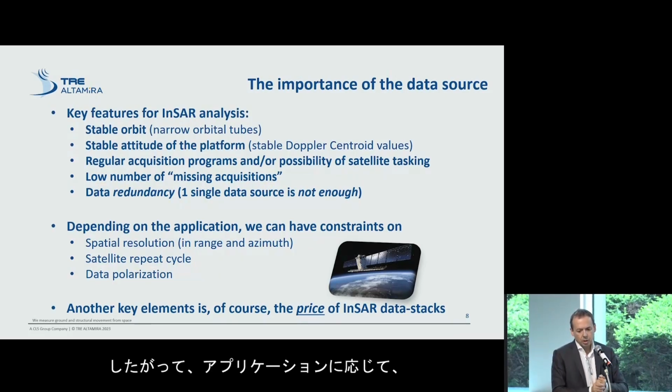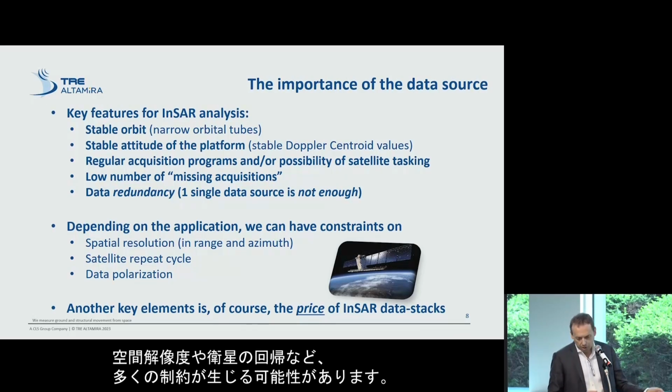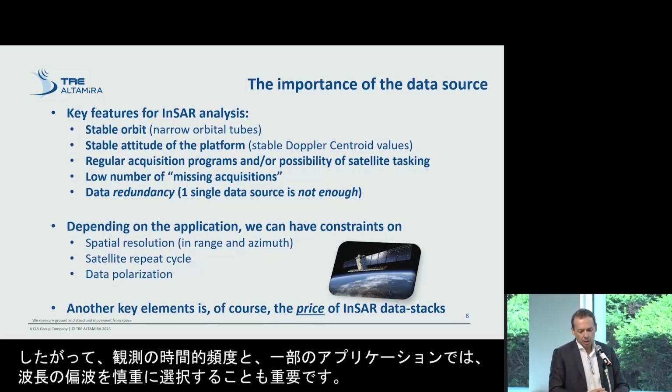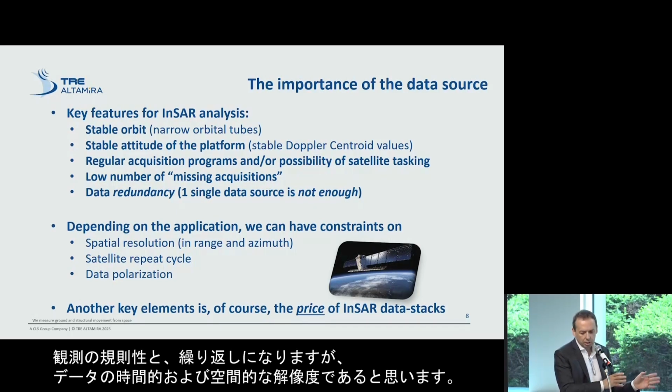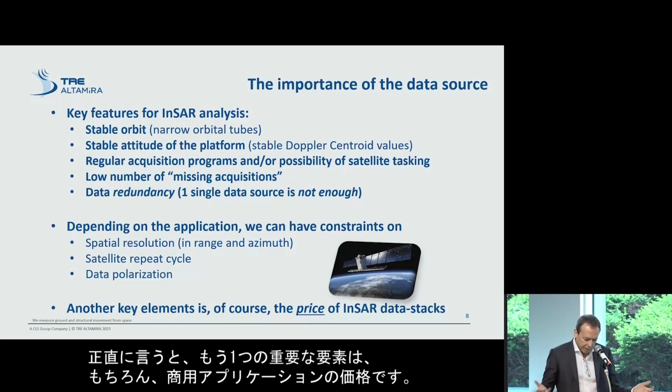Depending on the application, we can have many constraints: spatial resolution for sure, the satellite repeat cycle, so the temporal frequency of the acquisition, and in some applications also it's important to carefully select the polarization of the wavelength. But in general terms, I think that for final users, the most important factors are the regularity of the acquisition and also, again, temporal and spatial resolution of the data. Another key element, to be honest, is of course the price, at least for commercial applications.